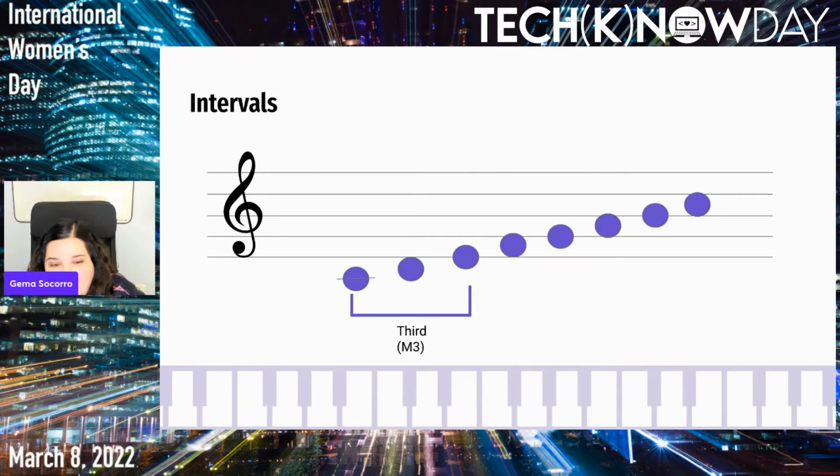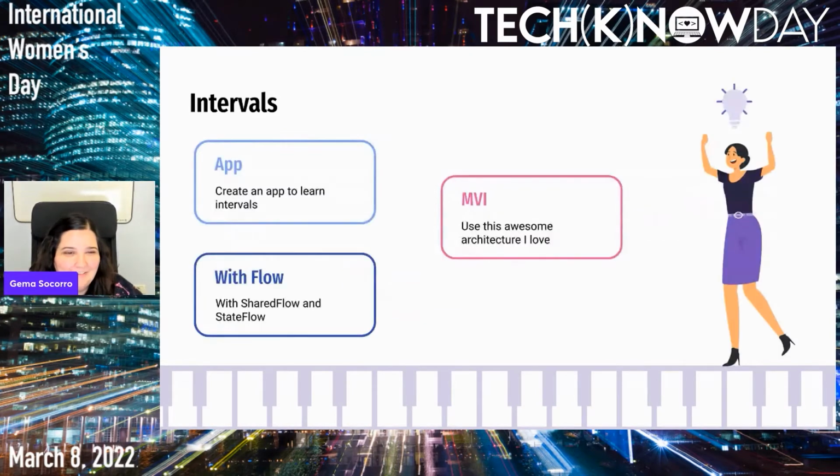So, as I was saying, I have a very bad memory, and I also had to memorize all those intervals and all those musical references. So yeah, I had a problem. And what does an Android developer do when he or she has a problem? Well, we decide to do an app to solve it. So I decided to create an app to help me learn those intervals.